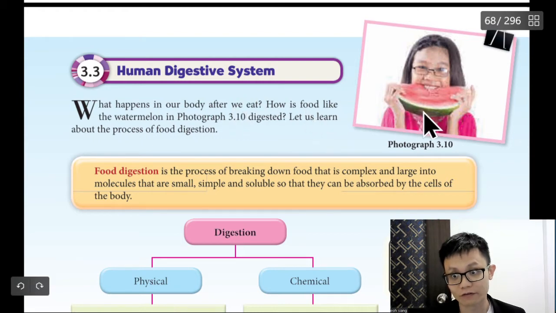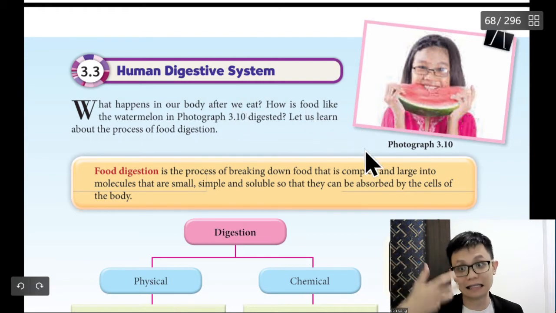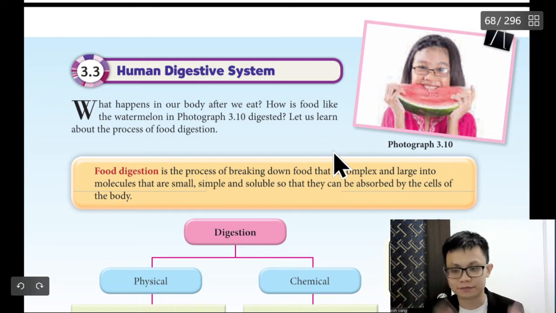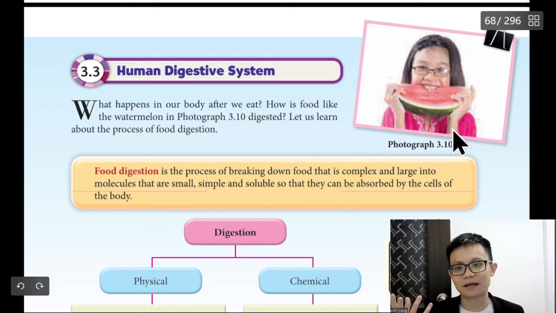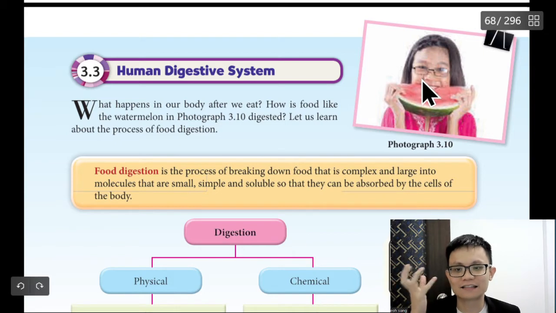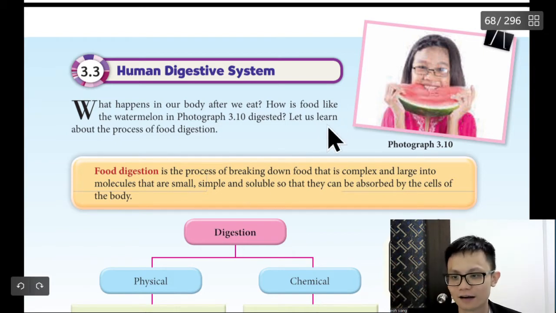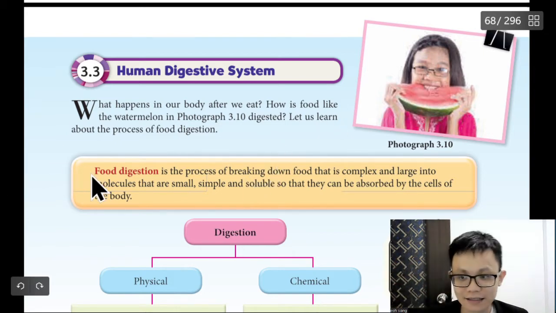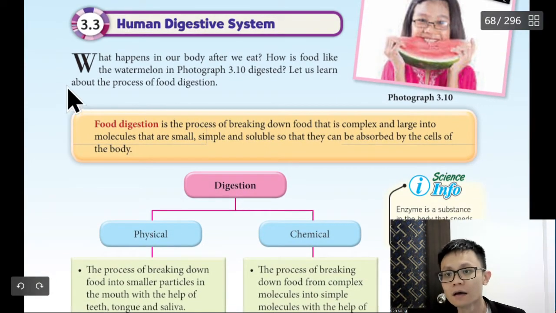So what we want to learn is, after you eat, what happens? After you eat the watermelon, how does the watermelon become poop? Correct or not? The green color, the rice, the nasi lemak we eat, then become the black thing. Why does this happen in our body? All of this is due to the food digestion that breaks down the food.